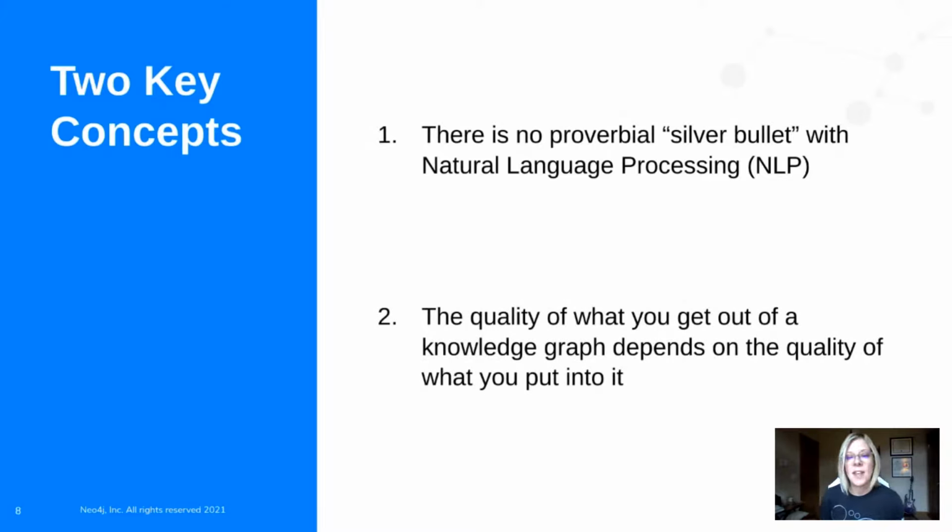2 key concepts. Second concept. The quality of what you get out of a knowledge graph depends on the quality of what you put into it. Perhaps you're familiar with the acronym GIGO, garbage in, garbage out. We're going to be creating really small knowledge graphs today. And those of you who work with them know that knowledge graphs can get really detailed. So just keep that in mind, because the knowledge graphs that we're using are not super high quality. And by the size, we're talking about the number of node labels, the number of relationship labels. So just keep that at the back of your head.